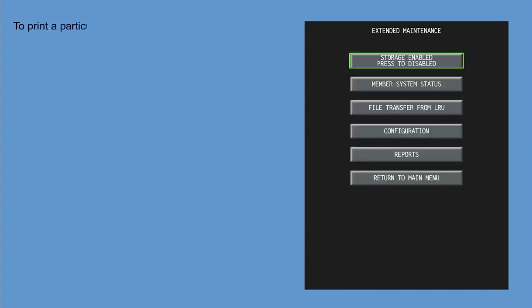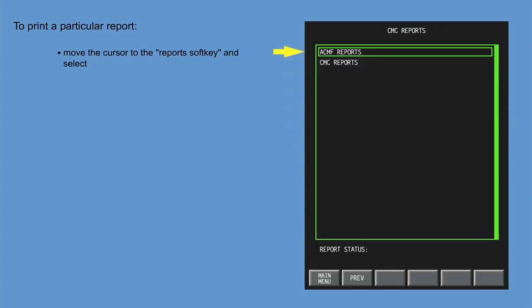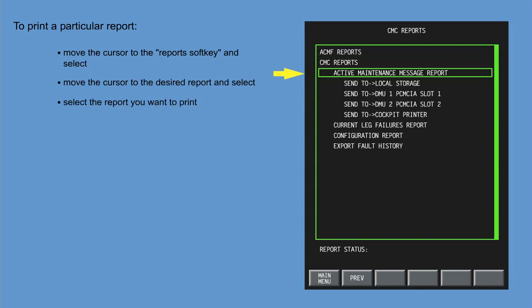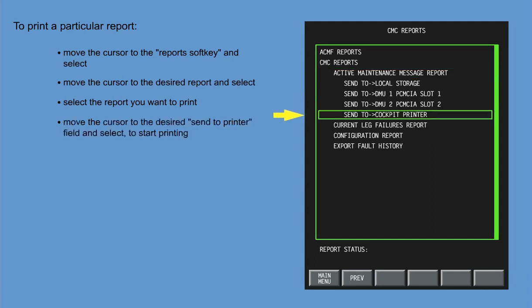To print a particular report, move the cursor to the Reports soft key and select. The options ACMF Reports and CMC Reports will pop up. Move the cursor to the desired report and select. Select the report you would like to print. A list of destinations where the report can be sent is now shown. Move the cursor to the desired Send to Printer field and select to start the printing process. Completion of the printing process is shown in the lower Report Status field.